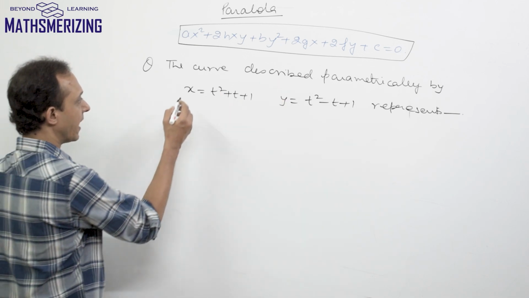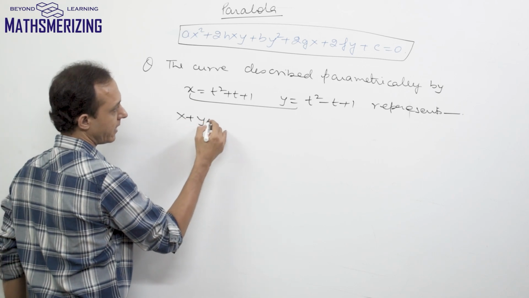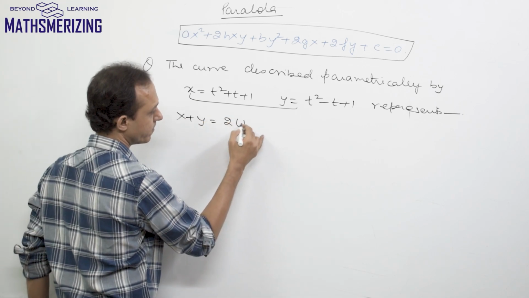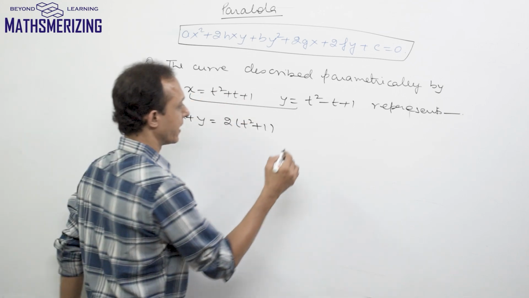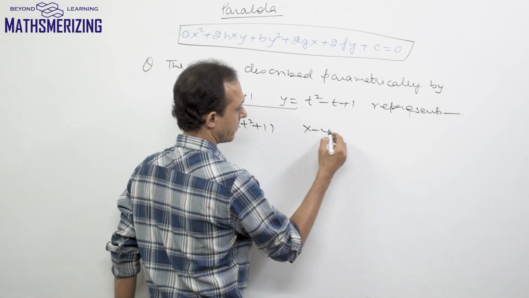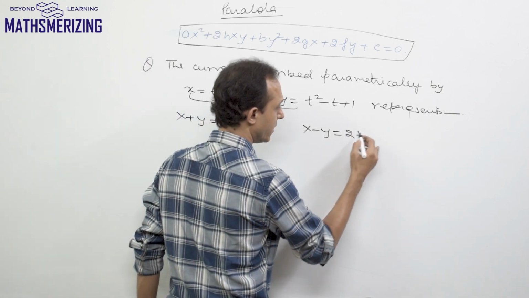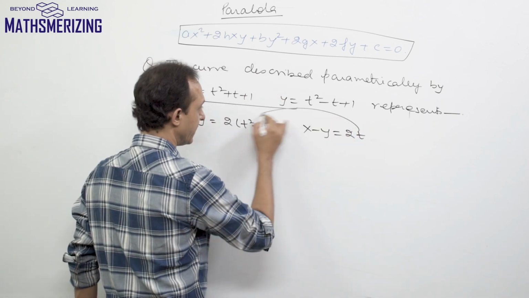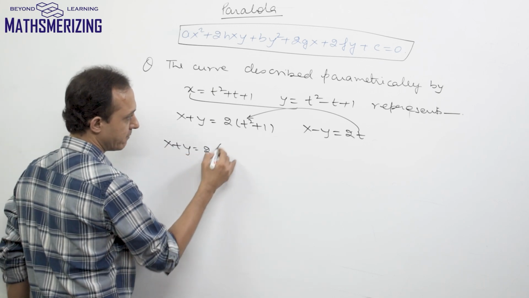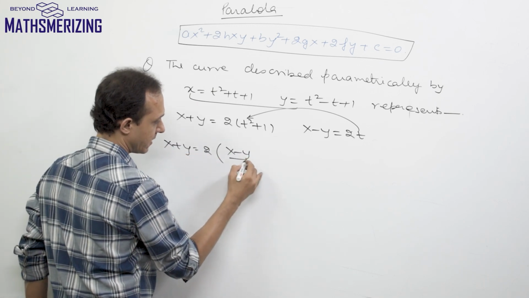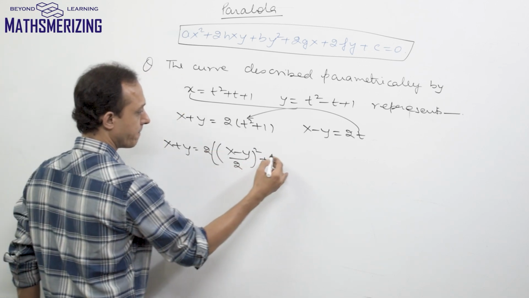So what we'll do is add the two equations. If I add them, I get x plus y as 2 times t square plus 1. And if I subtract them, I get x minus y as 2t. Now I'll put the value of t here. So I'll write x plus y equals 2 times x minus y upon 2 whole square, and then plus 1.